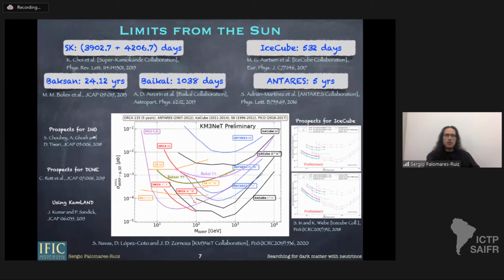Then we have other types of detectors like INO, a magnetized iron calorimeter proposed in India, Dium, and KamLAND. I also want to show you the prospects for the future IceCube upgrade, which would improve these limits by one or two orders of magnitude, just because its size is so much larger.